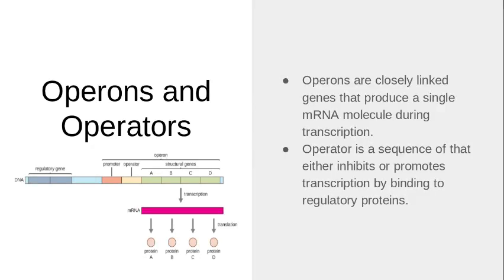Operons and operators. Operons are closely linked genes that produce a single mRNA molecule during transcription. Operators are a sequence of DNA that either inhibits or promotes transcription by binding to regulatory proteins.